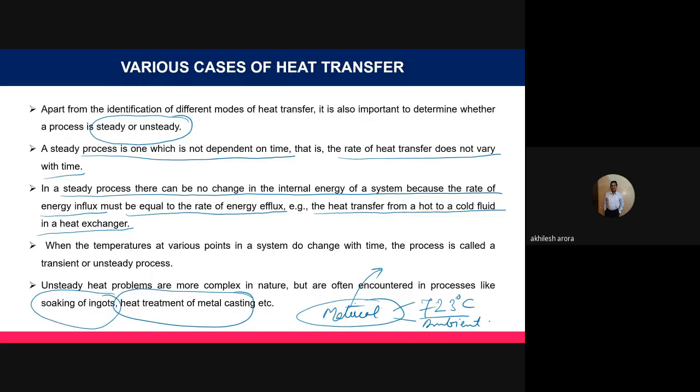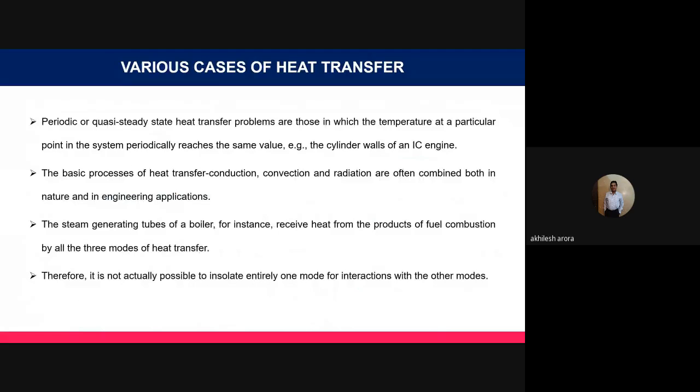This is more complex. The analysis of unsteady heat transfer is more complex in nature. It becomes more difficult to analyze. But when we talk about steady processes, it's quite easy. We can derive the equations for that also. There could be periodic or quasi-static heat transfer also.